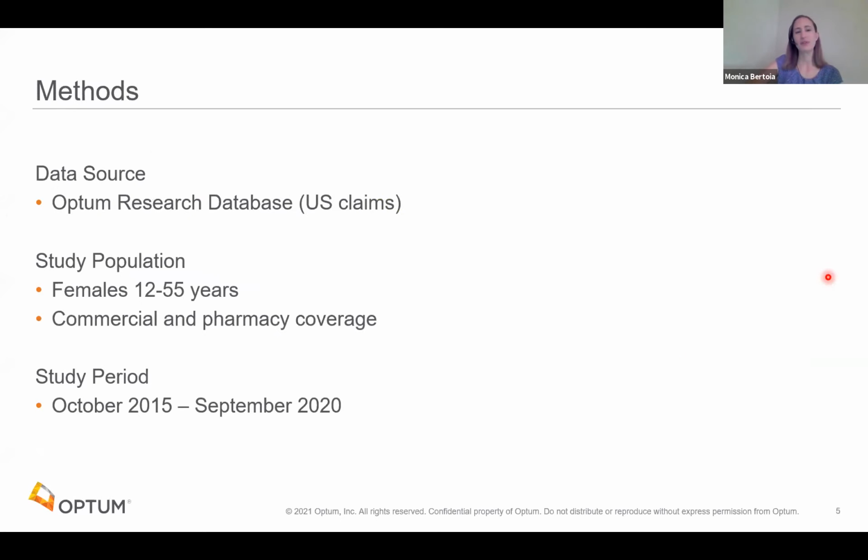We used the Optum Research Database for this work. This is a US-based claims database. We identified females of reproductive age between 12 and 55 years with commercial and pharmacy coverage on at least one day during the study period, which is essentially the ICD-10 era, so October 2015 through September 2020.